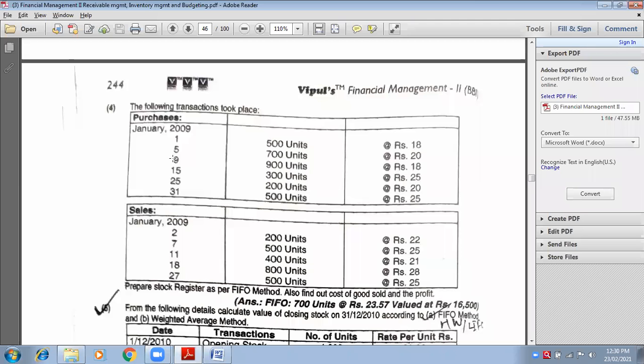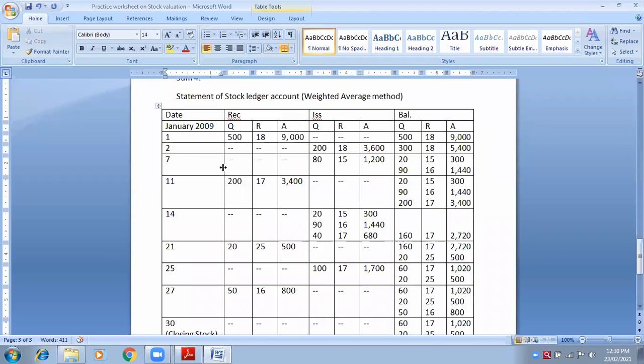Okay, now next date. Which is the next date according to the order sequence? 5. What happens on the 5th? We are purchasing 700 units at the rate of 20. So here I will write 700 at the rate of 20. In all, the amount will be 14,000. And issue will be nil.